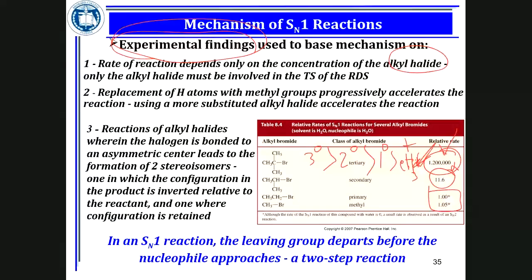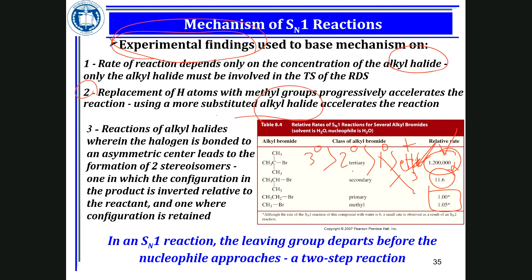So only the alkyl halide must be involved in the rate determining step, or the transition state of the rate determining step. Replacement of the hydrogen atom with a methyl group is not going to be easy, and when you have alkyl substitutions, it is going to be faster. So for an Sn1 reaction, methyl and primary are not good, but secondary and tertiary are.